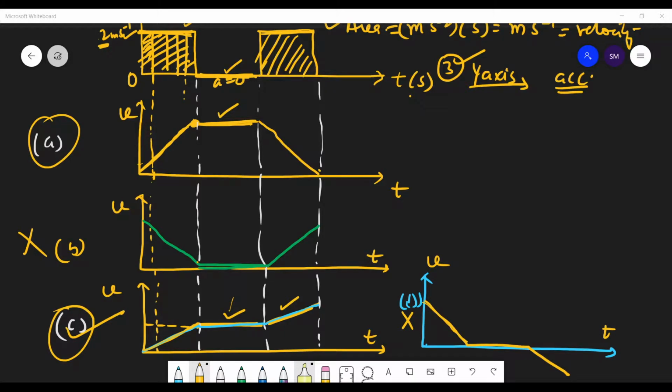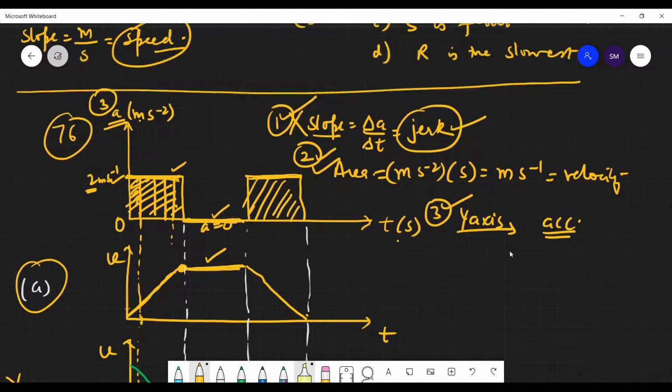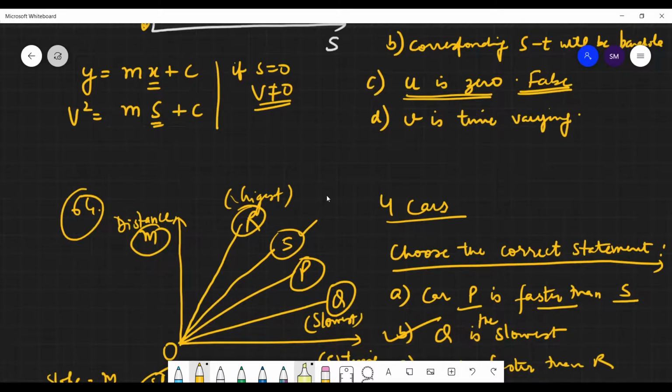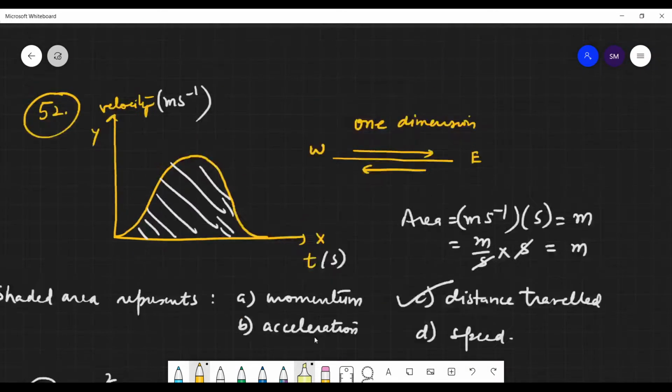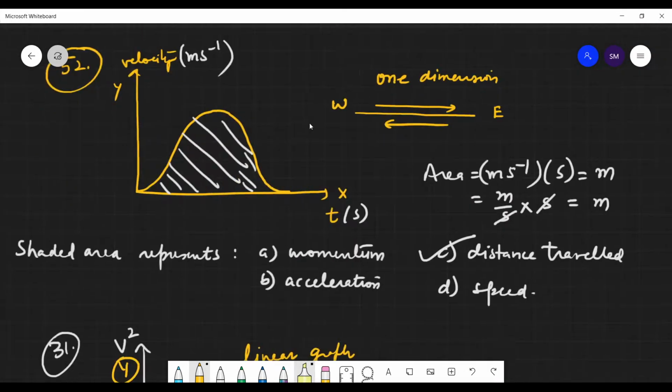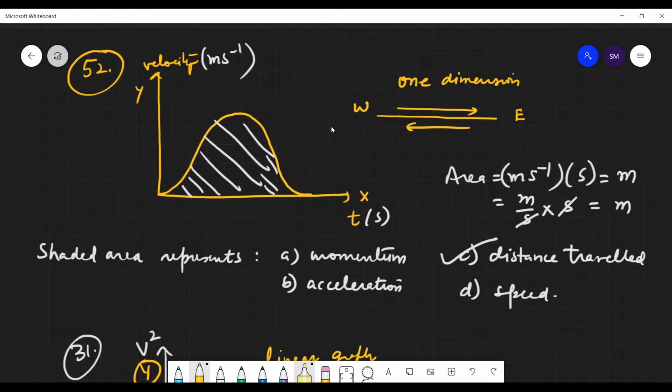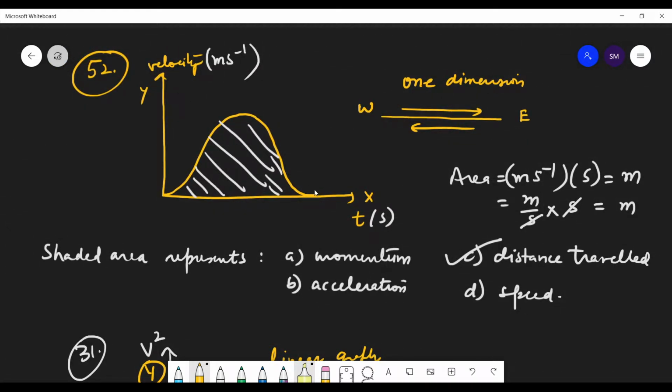So students, we started our lecture with question number 52. Velocity time graph was given to us and it was asked what the shaded area represents. So the motion is in one dimension, not in one direction.